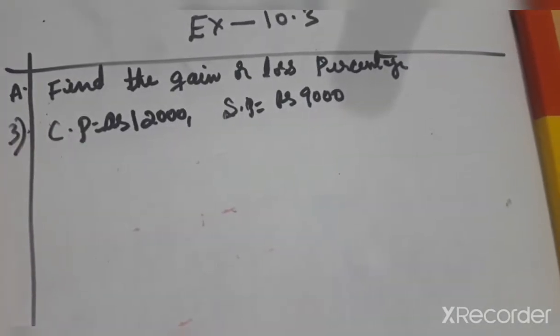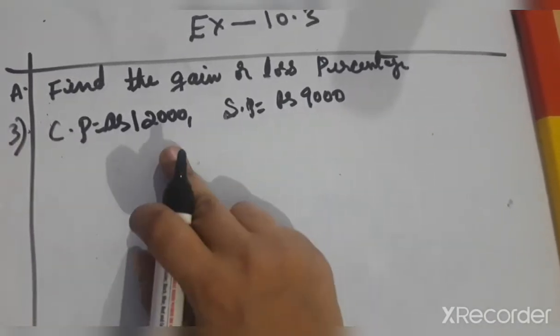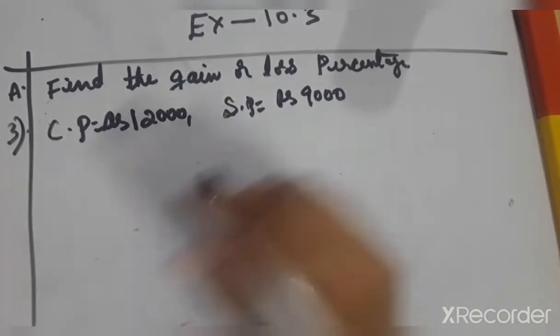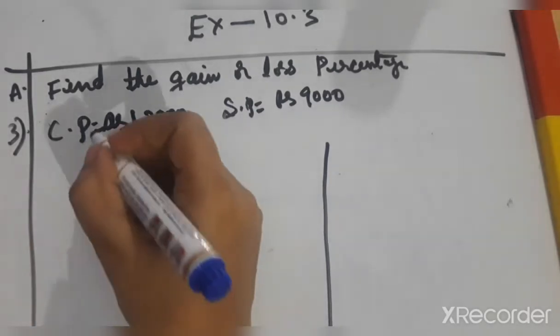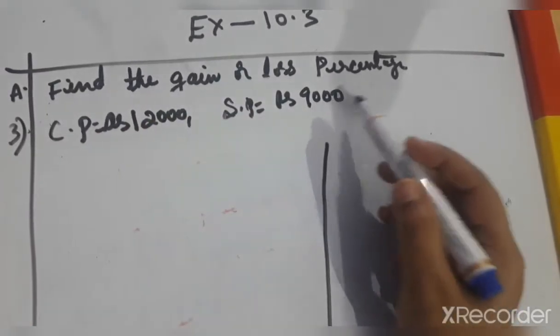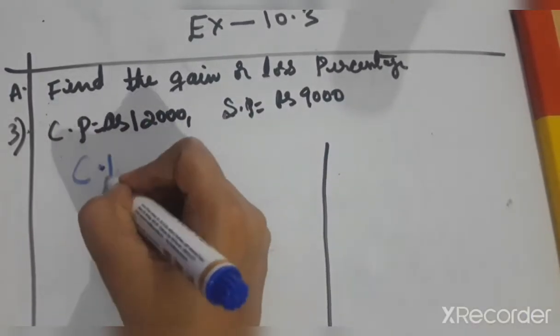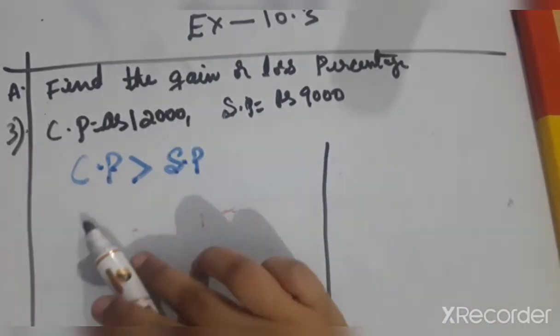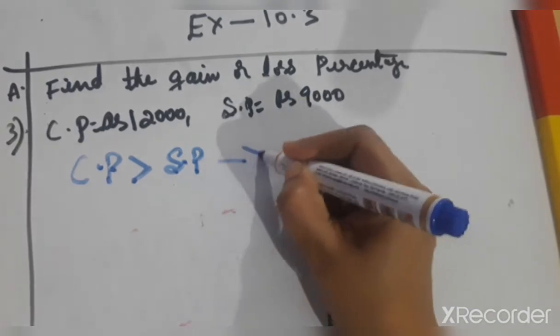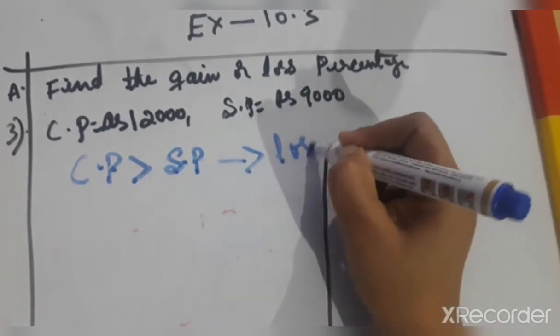Now we have to find the third question. Cost price is 12,000, selling price is 9,000. Which is greater, cost price or selling price? That we have to check. Cost price is 12, selling price is 9. So CP is greater than SP, which means we get loss.